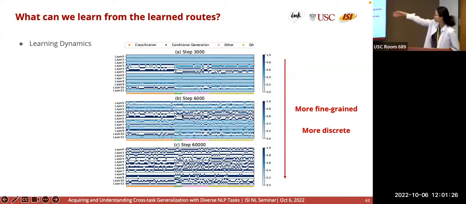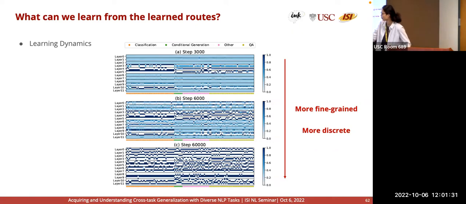Gradually it learns more fine-grained and more discrete decisions. And in the end, this is what you get.